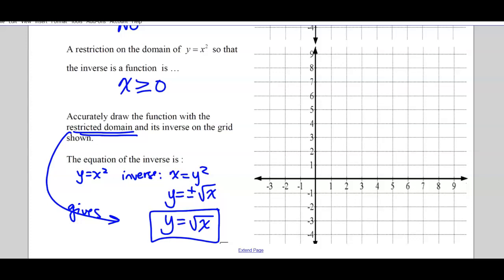Oh, I actually drew that over top. So here, if I draw just that restricted domain, sorry, I just did it on the original. So there's the original with the restricted domain, and then the inverse.